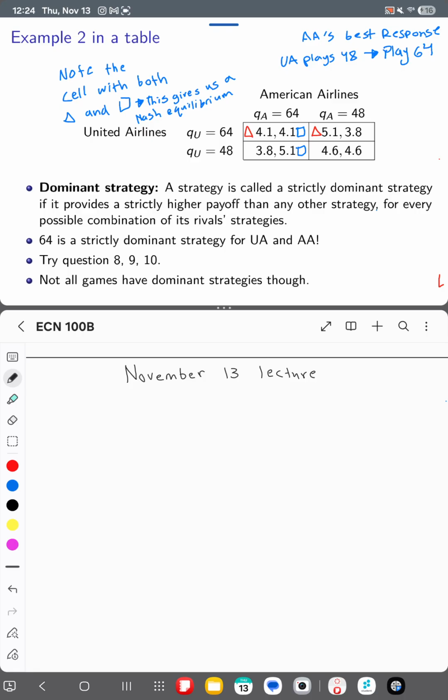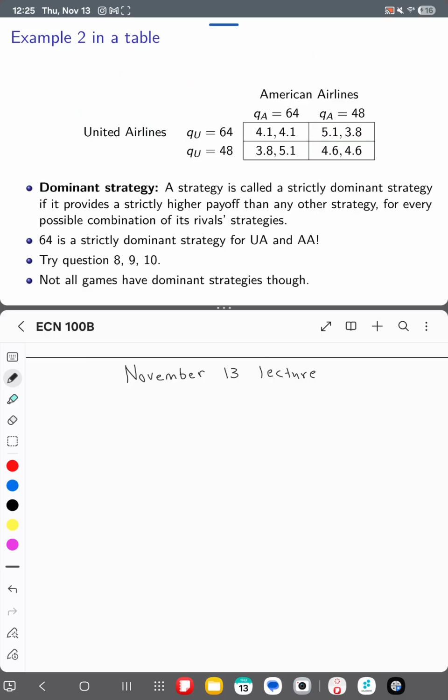The latter. Okay? So the way to describe a Nash equilibrium is not to say that the Nash equilibrium is 4.1, 4.1, but instead you want to describe the actions, which means that the way to write it is UA plays 64 and AA plays 64. Even though when you see the cell, you might be tempted to say that the Nash equilibrium is 4.1, 4.1. That's not how we write it. We always write a Nash equilibrium in terms of the actions, the best responses that people are playing. So we basically want to say that the Nash equilibrium of that game is UA and AA both playing 64.